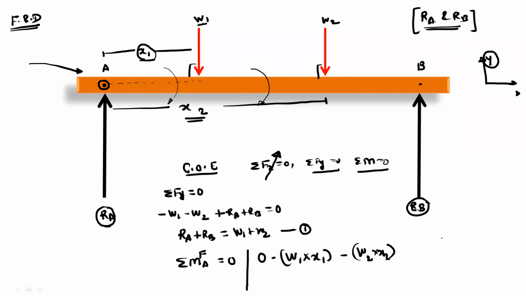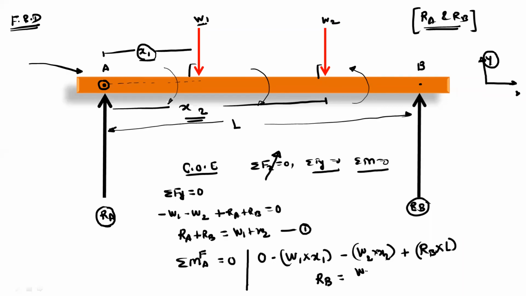Next is the reaction Rb into the total perpendicular distance. We will assume this total distance as the length of the beam, so you can take this as L. So Rb into L, and this moment is anti-clockwise, so it is positive. From this equation, you can write Rb equal to W1 x1 plus W2 x2 upon L. So you will get the reaction Rb, and then put this value of Rb in equation 1 and you can calculate the reaction Ra.